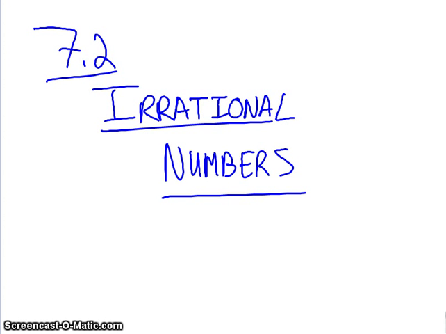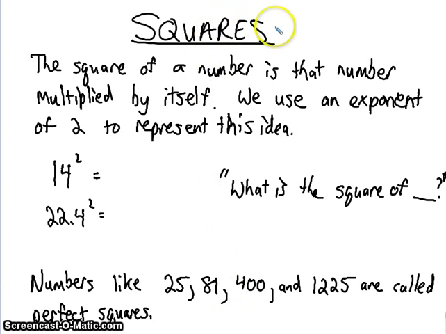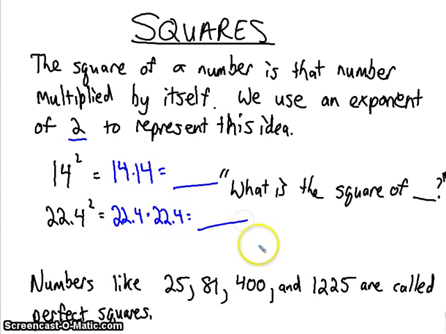Irrational numbers. The first thing we want to talk about is what's called a square, okay? Now we're not talking about the shape, but the shape gives us the idea. We find the area of a square by taking the side multiplied by the side. Well, the square of a number is that number multiplied by itself. We use an exponent of 2 to represent this idea. The questions are going to say something like, what is the square of, and then give you the number. So 14 squared would be 14 times 14, and then we would actually find the answer. 22.4 squared would be 22.4 times 22.4, and we would get an answer.